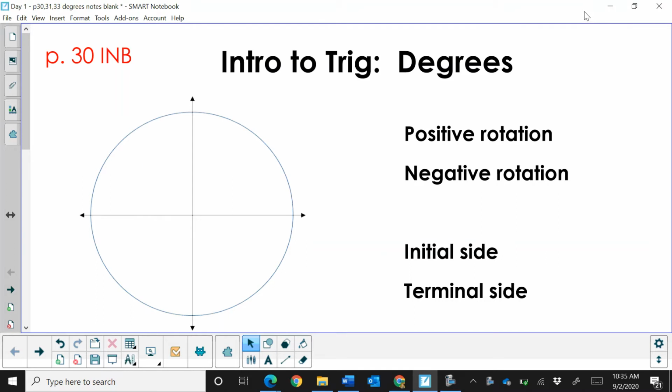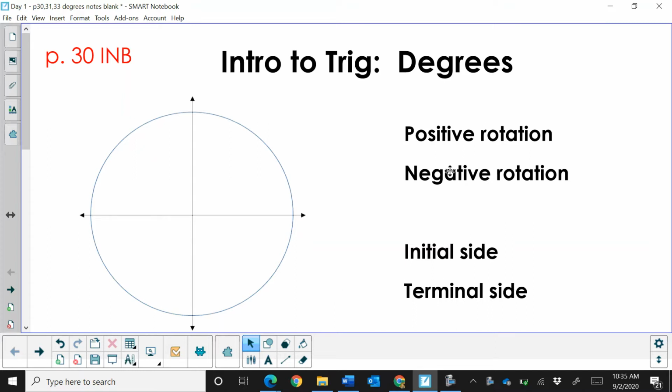Hey, pre-calculus students, we are starting Unit 3 on Intro to Trig. So you may have printed the interactive notebook pages. If you have, on page 30 in your interactive notebook, go ahead at the top of the page, glue in this blank circle. This is basically the unit circle.